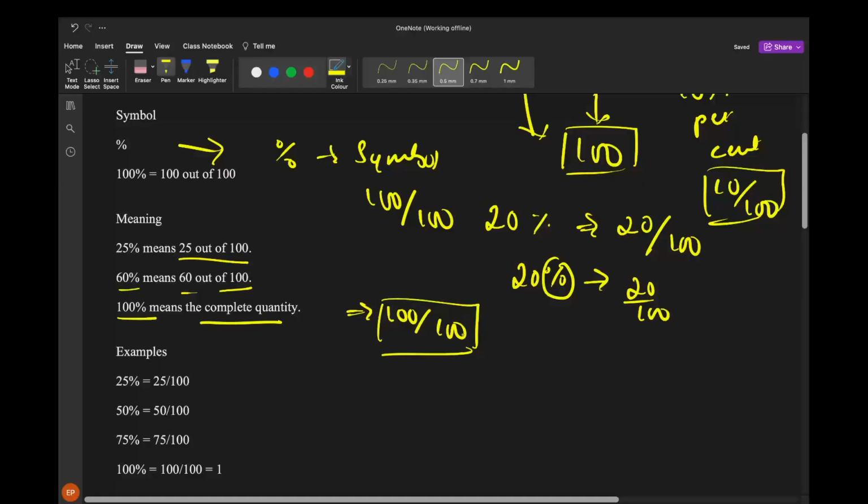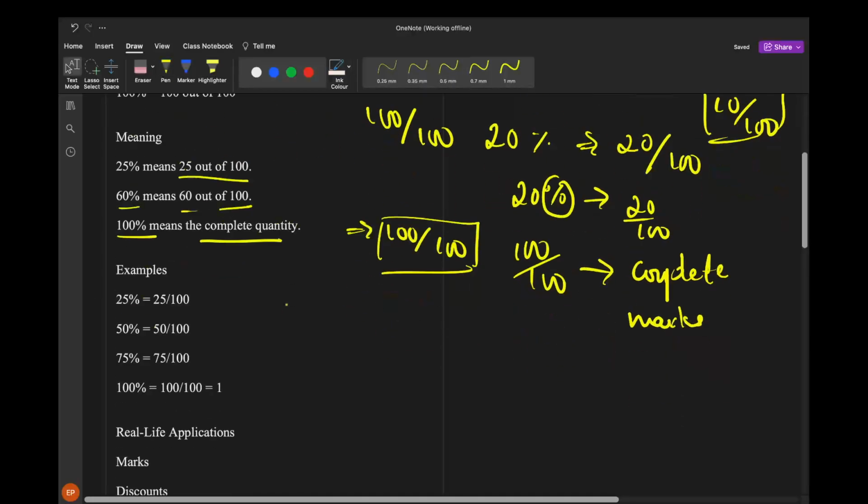It means there are 100 parts, and we are taking 100 parts. So 100 out of 100. If you say 100% your marks, it means the total is 100 marks and you are getting 100 marks. So 100 out of 100, complete quantity, you are getting complete marks. The maximum marks is 100 and you are getting 100 marks, complete marks, right? Like that. If it is 100 by 100, it means complete quantity.